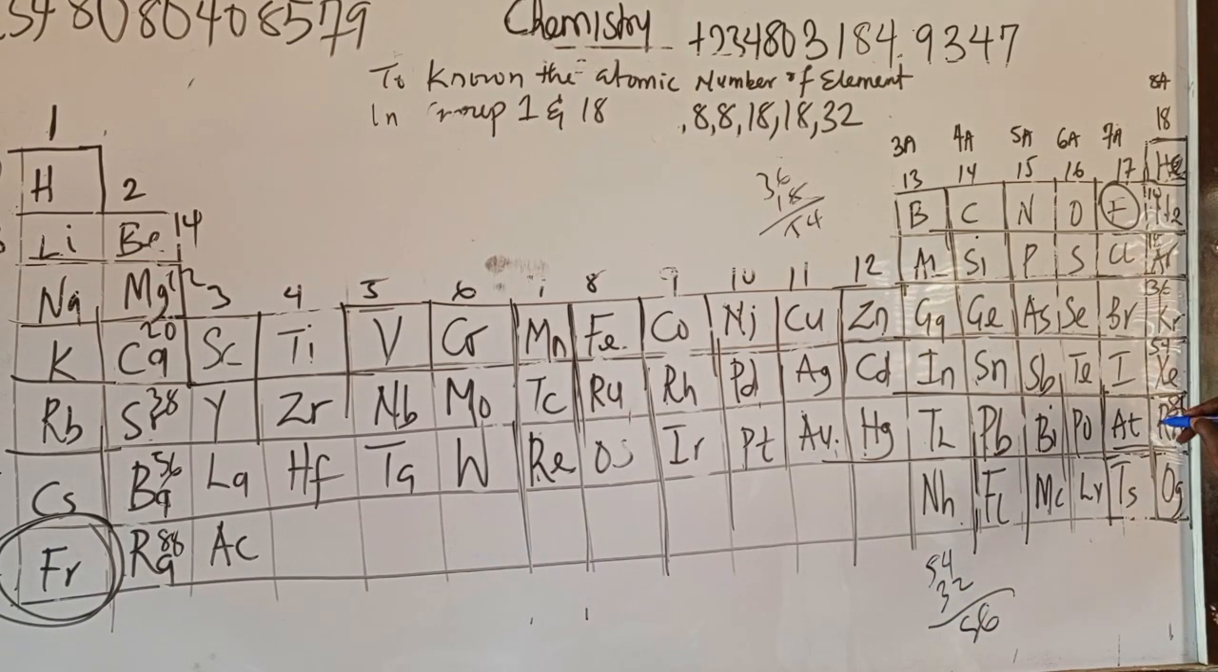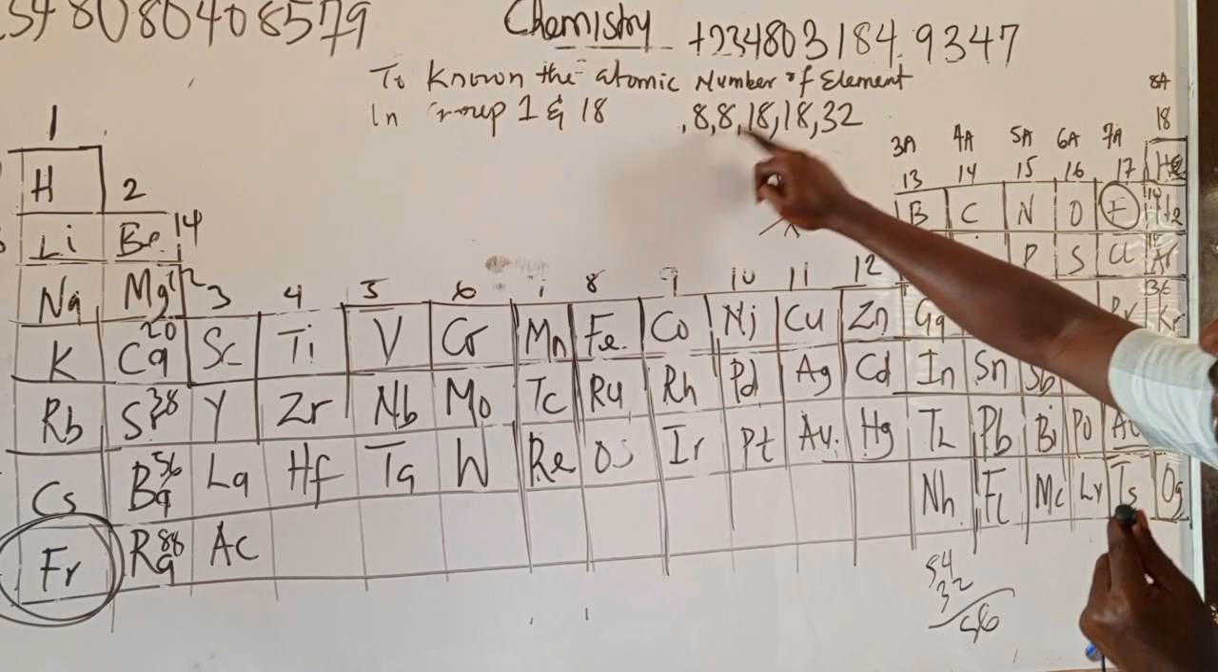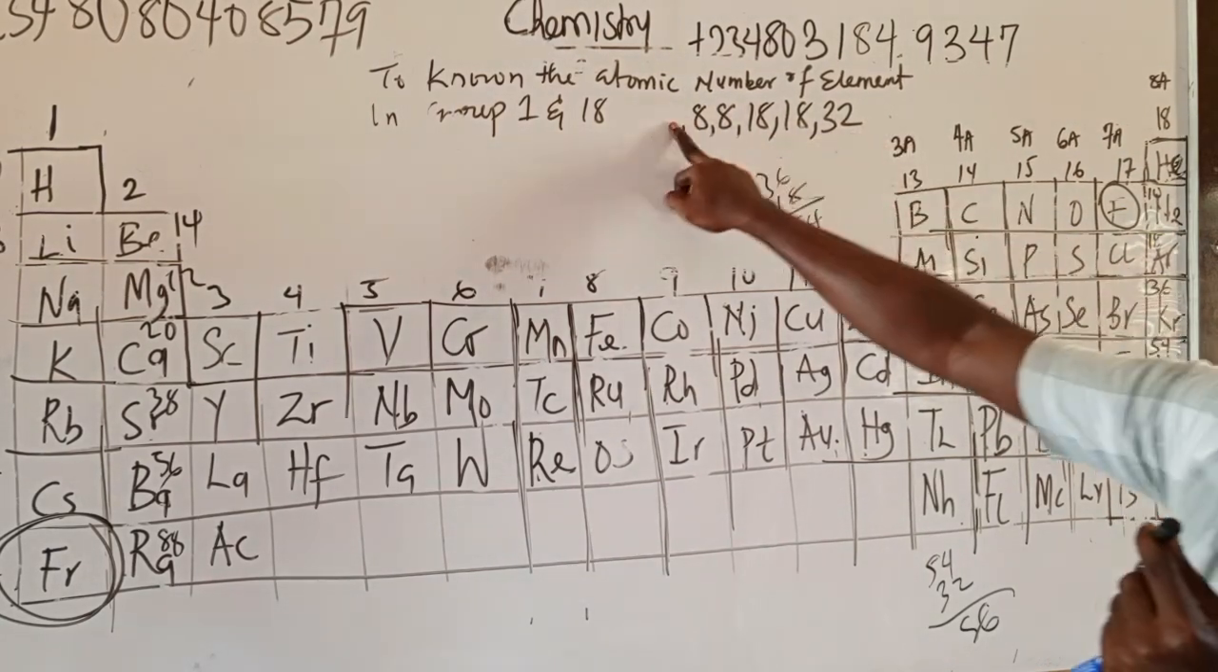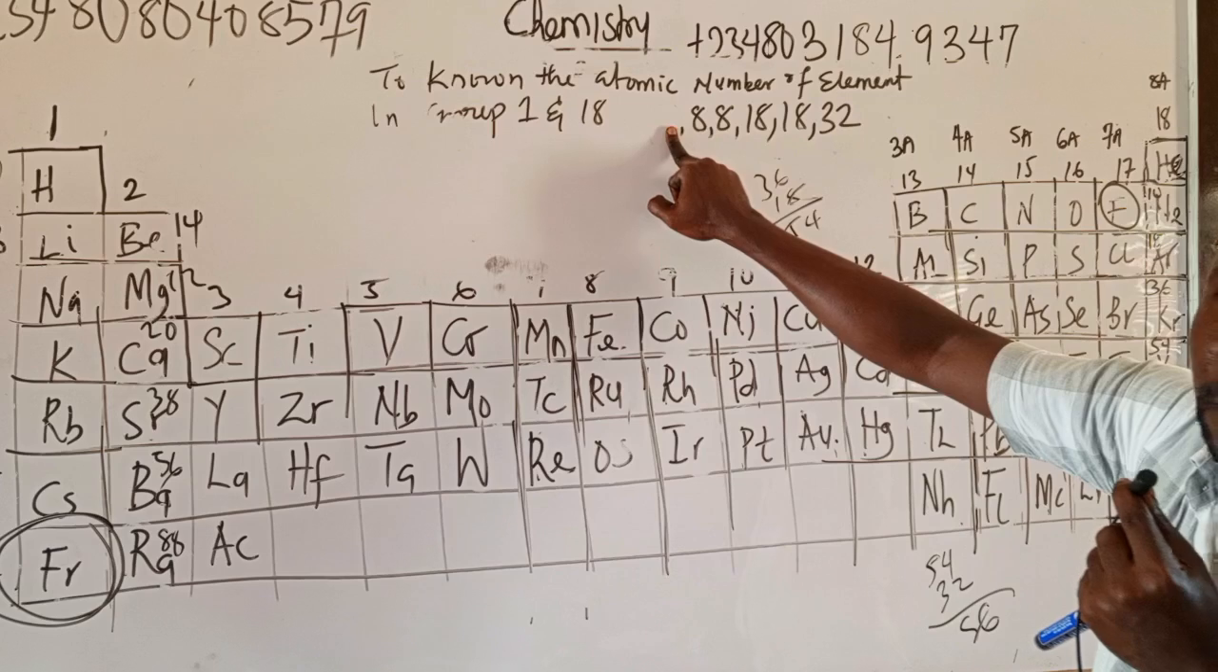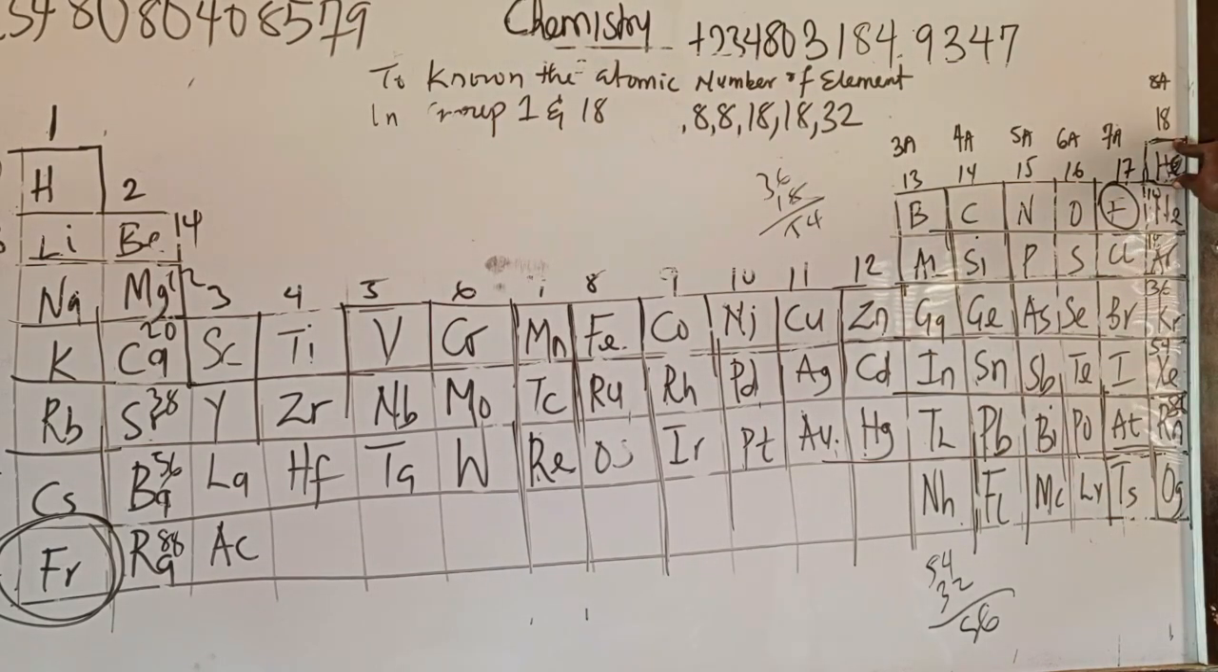This one will give you 86. Take note of that. The special numbers for group 8A are 8, 18, 32. I won't start from 2. The reason is that helium is starting from 2. Atomic number of helium is 2.